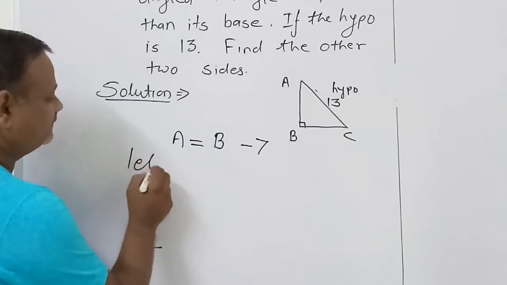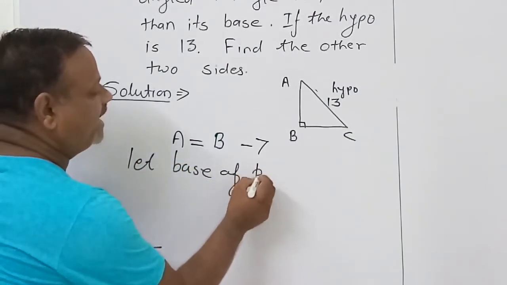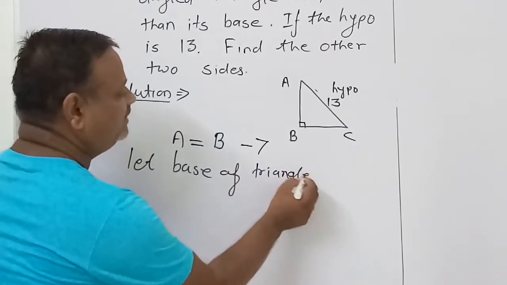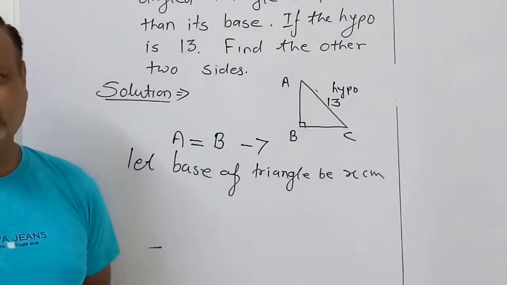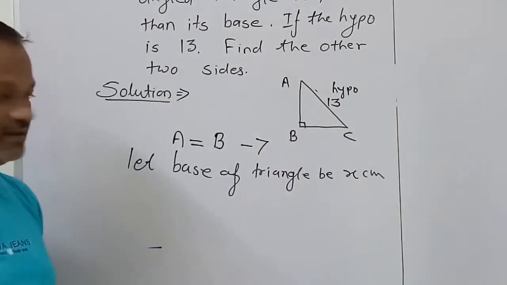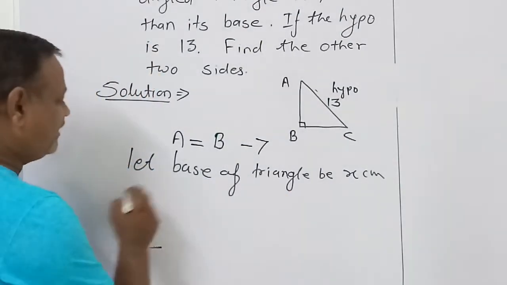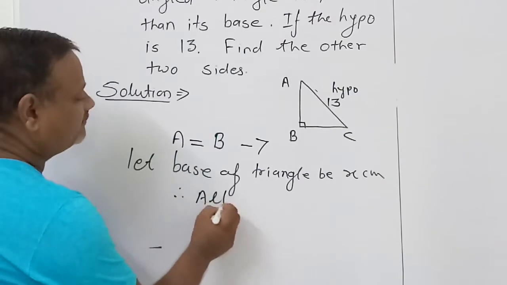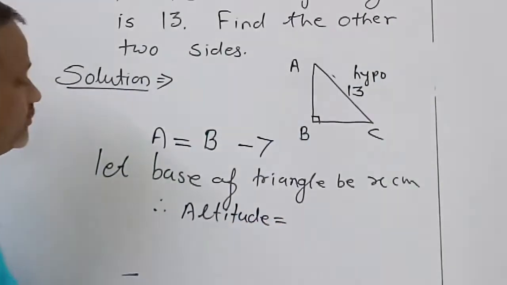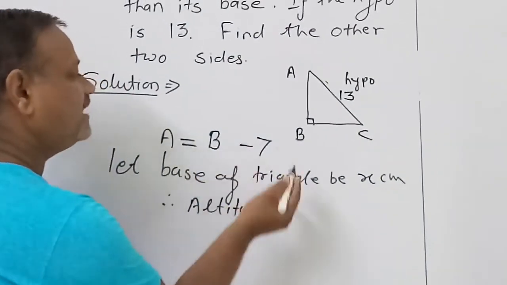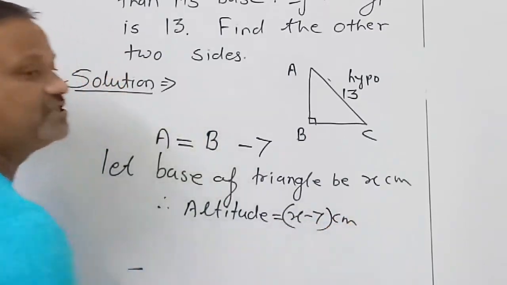Therefore, let the base of the right angle triangle be x centimeters. Got it? Centimeter or unit, whatever. Means the base of the right angle triangle is x centimeters. Therefore, altitude is equal to, what will we get? How much less than the base? 7. So this is equal to x minus 7 centimeters.